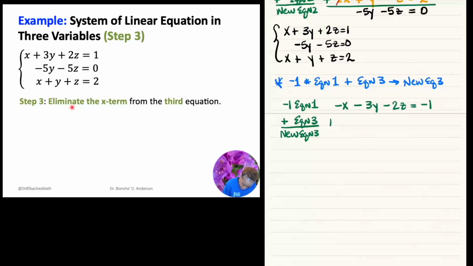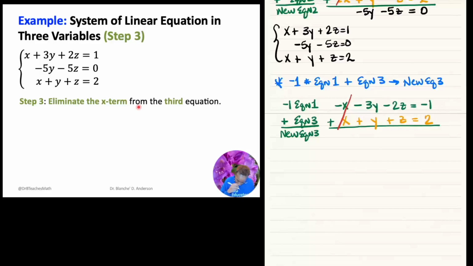Get my real pen. Add that to equation 3. Equation 3 is x plus y plus z equals 2. This is going to cancel out, which is what we want. We wanted to eliminate the x term from the third equation, okay? So this cancels out, perfect.